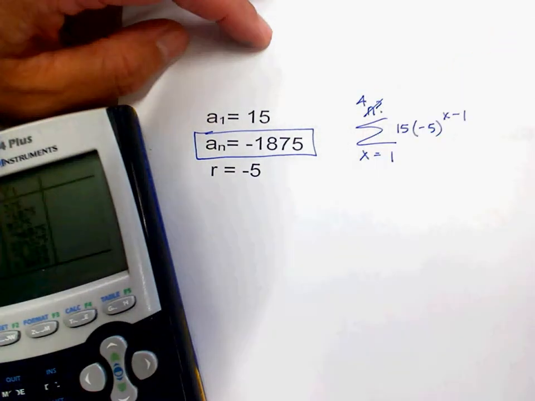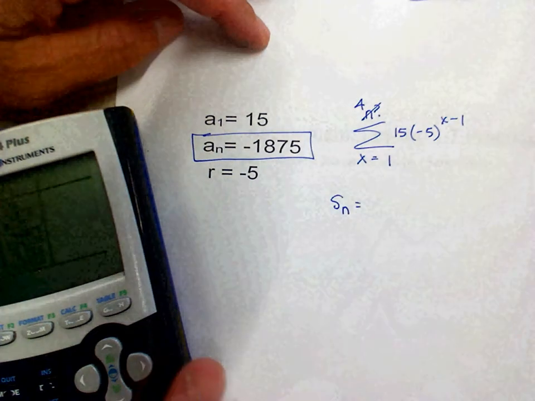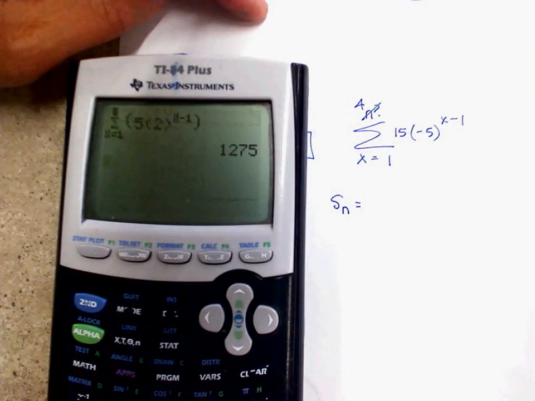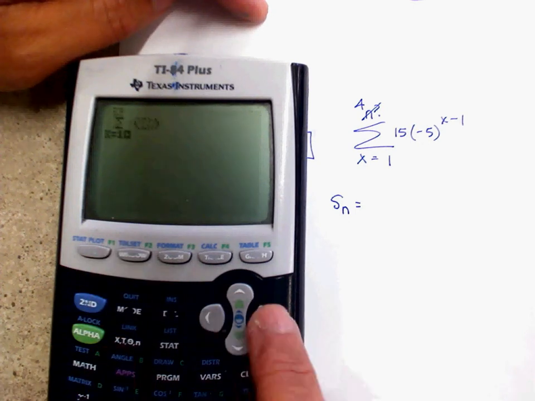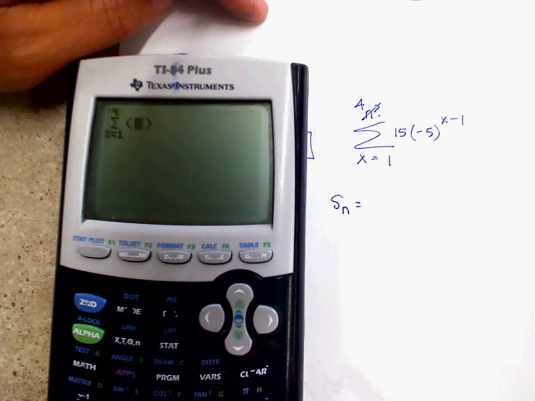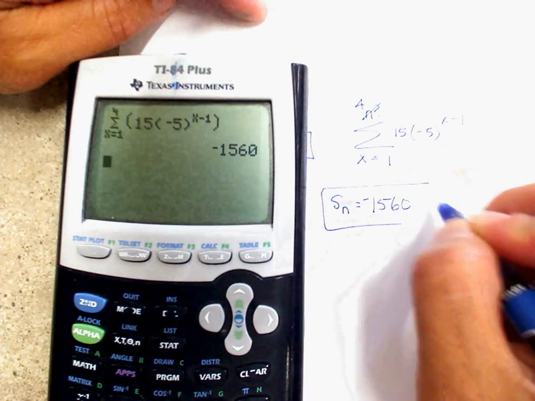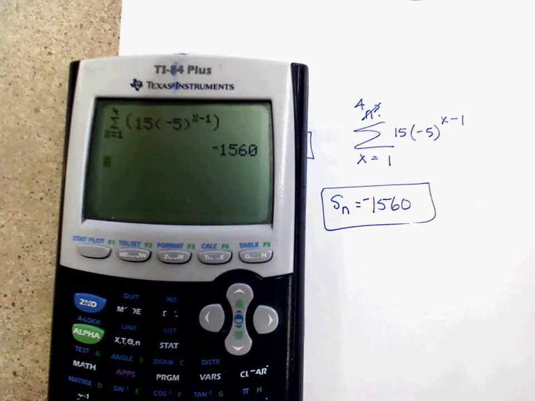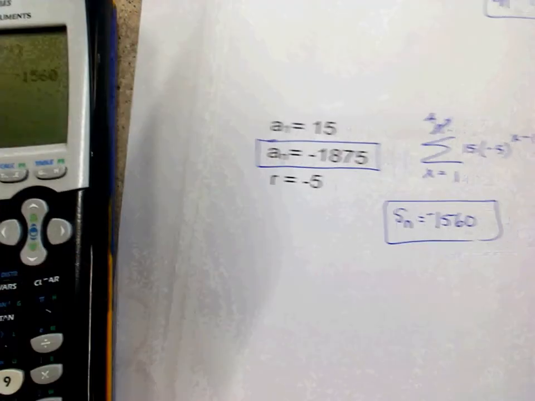Can I now find my summation? All right, second quit. Alpha window, number 2, x1, right click to 4, 15 parentheses, negative 5 parentheses, raised to the x minus 1. I got negative 1560. Is that what you guys got? Okay. Not too bad at all? All right. Any questions about that? Okay. You guys try number 3.